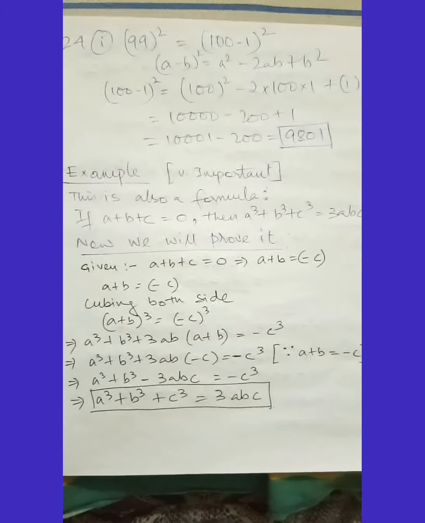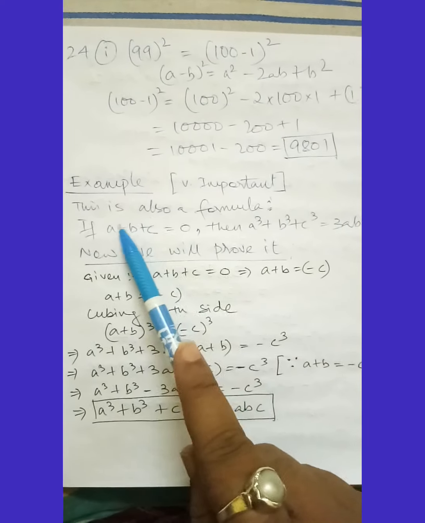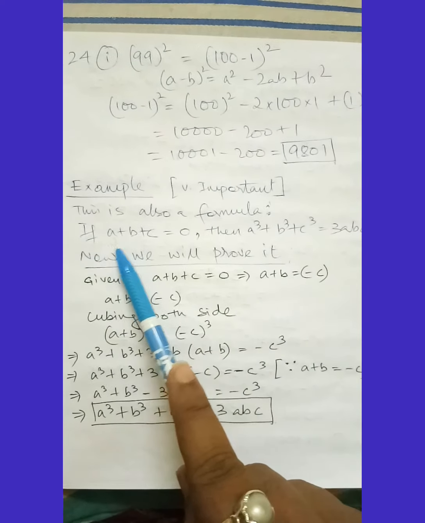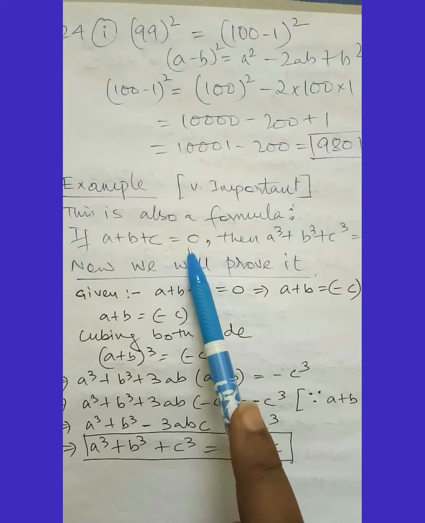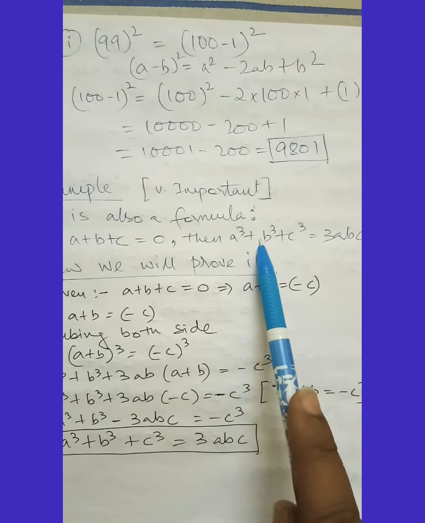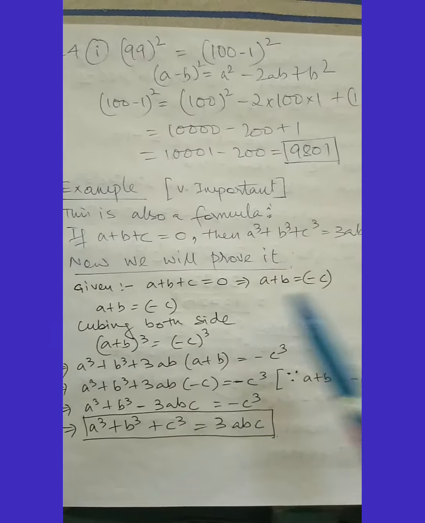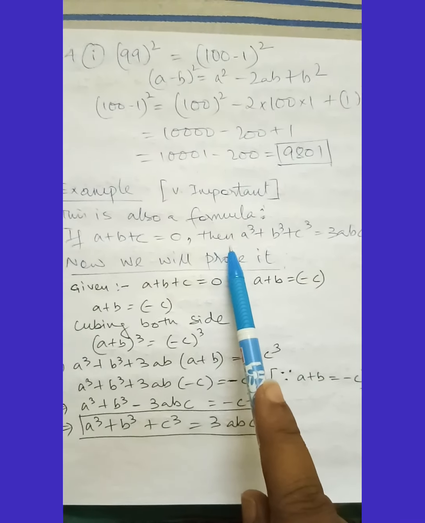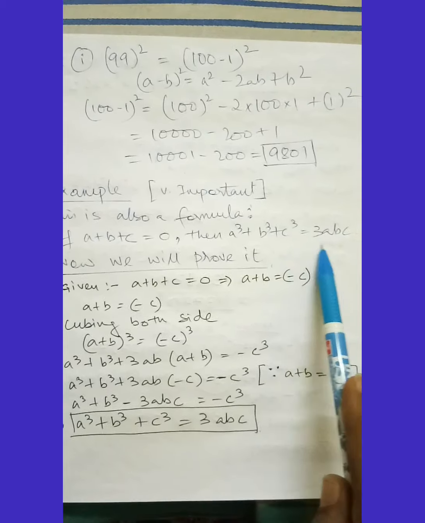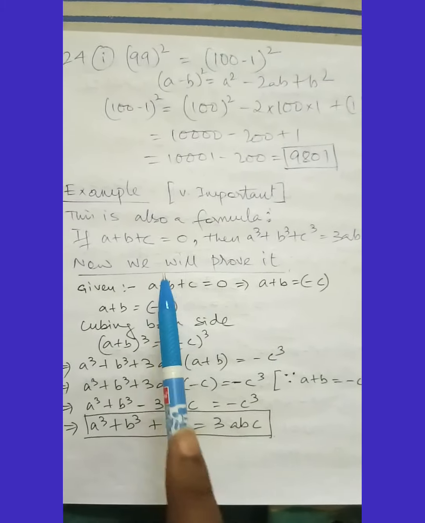See, in this part what I've written, this is also a formula. If a plus b plus c equals 0, then a cube plus b cube plus c cube equals 3abc. This is a formula. Okay, now we will be proving it.